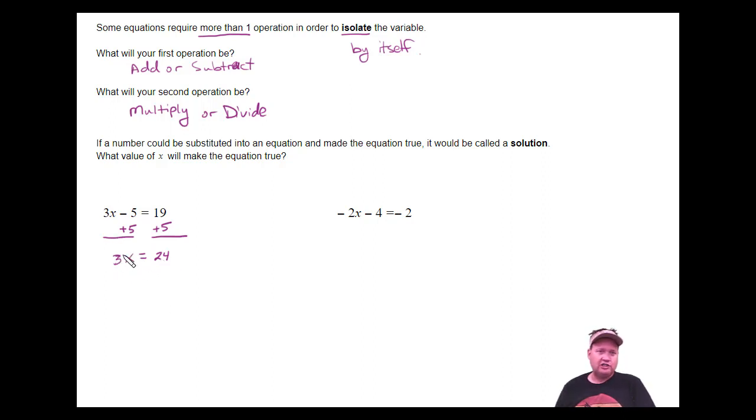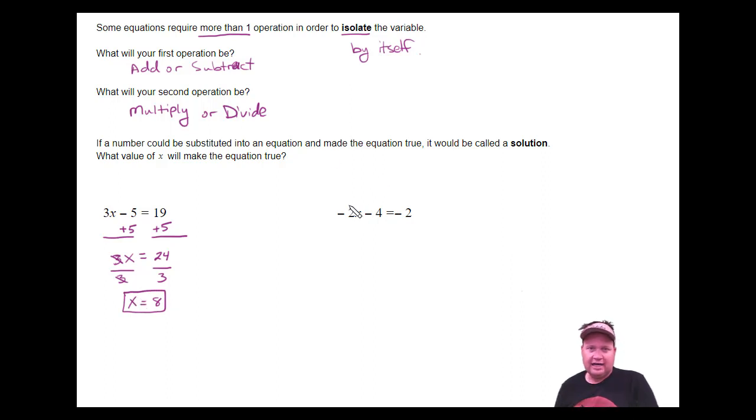In order to undo times by 3, we're going to show divide by 3 with a little fraction line just like that. The 3's are going to cancel, and that's going to leave us with x equals, and 24 divided by 3 is 8. And we'll box that answer up.